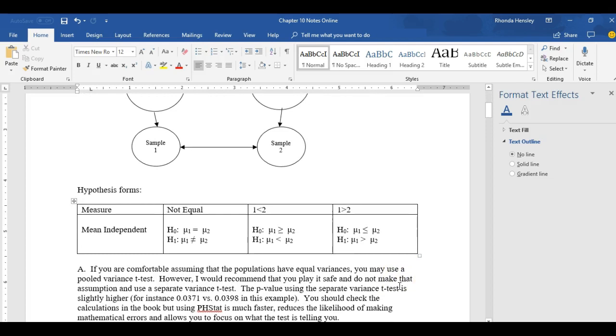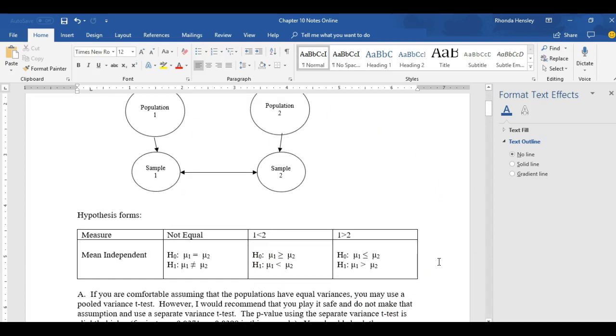The hypothesis forms in these two sample tests have no numbers in them. You're just looking at the relationship. So, for instance, for a mean, you might ask whether the populations are different from each other, or whether one mean is less than or greater than the other. Those are the forms that you can have, and you're just basically going to assign those.